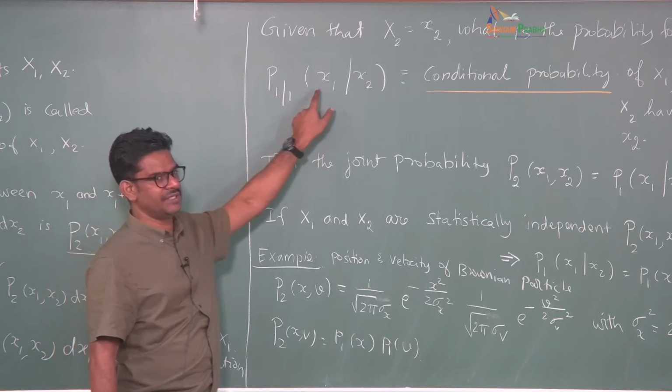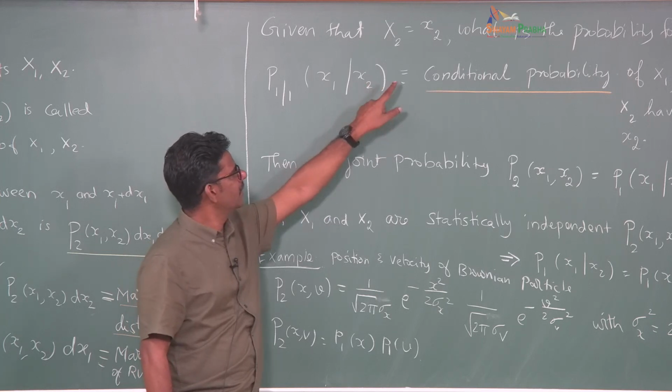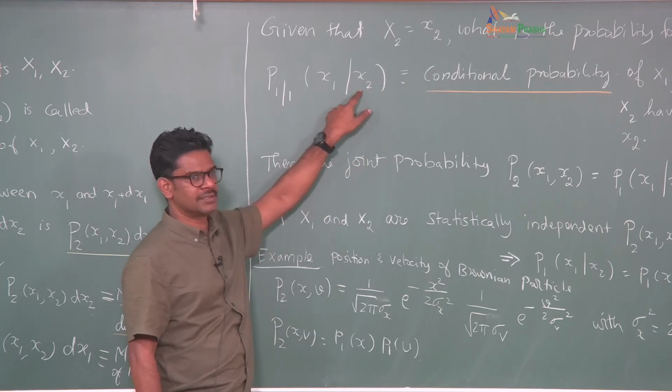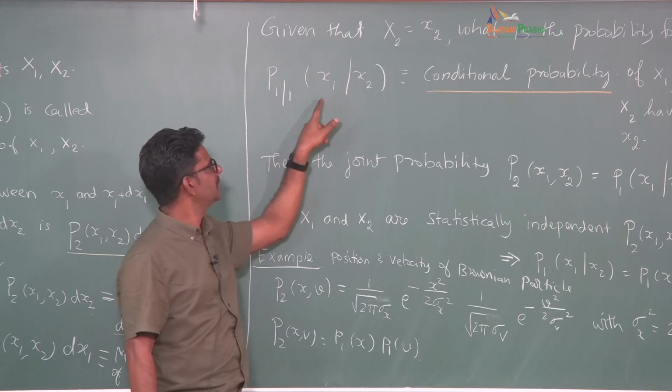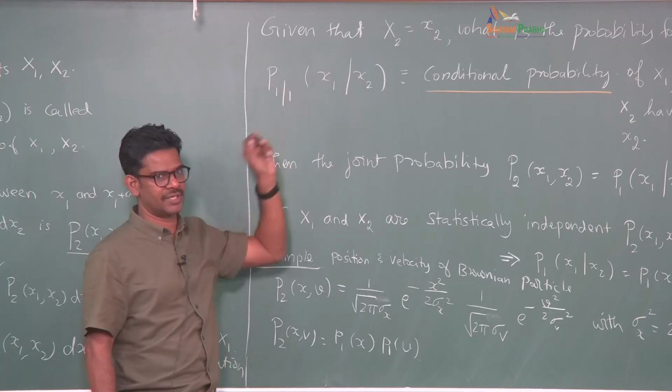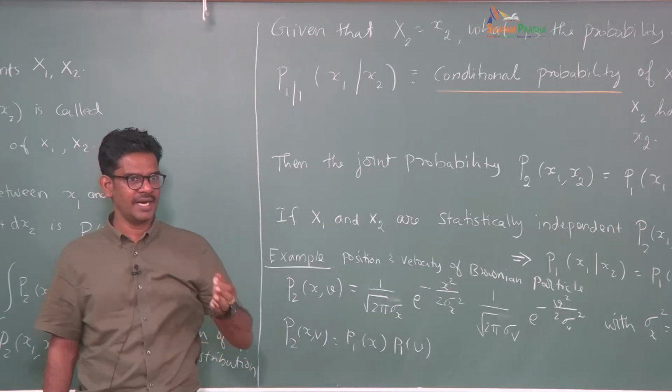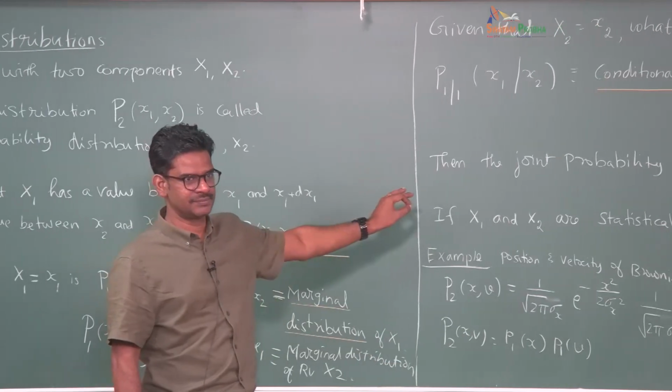And the notation goes something like this. Whatever we are prescribing, we put that, okay, we condition this with this bar and then we ask what is the distribution of x1. Okay. So, you should get used to writing probability distribution function like this. Okay.